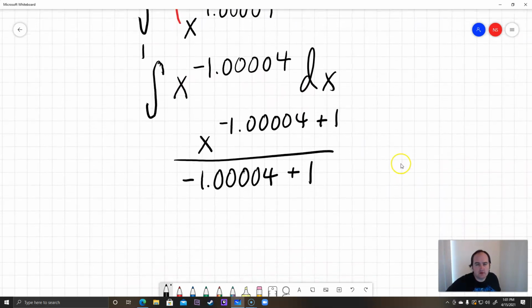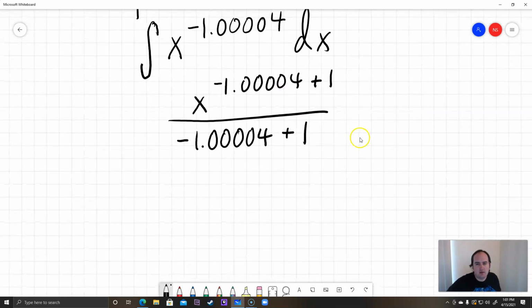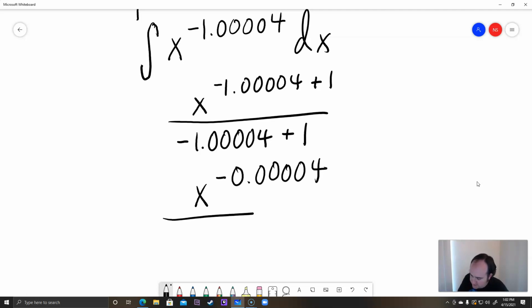And hopefully you're good enough with decimals to do this in your head, but if not, you can use a calculator. But it shouldn't be too difficult. So basically here, 1 minus 1.00004, well, the ones are going to cancel out, and you're just going to have negative 0.00004. Okay, so you have x to the negative 0.00004 divided by that same number. So divided by negative 0.00004.